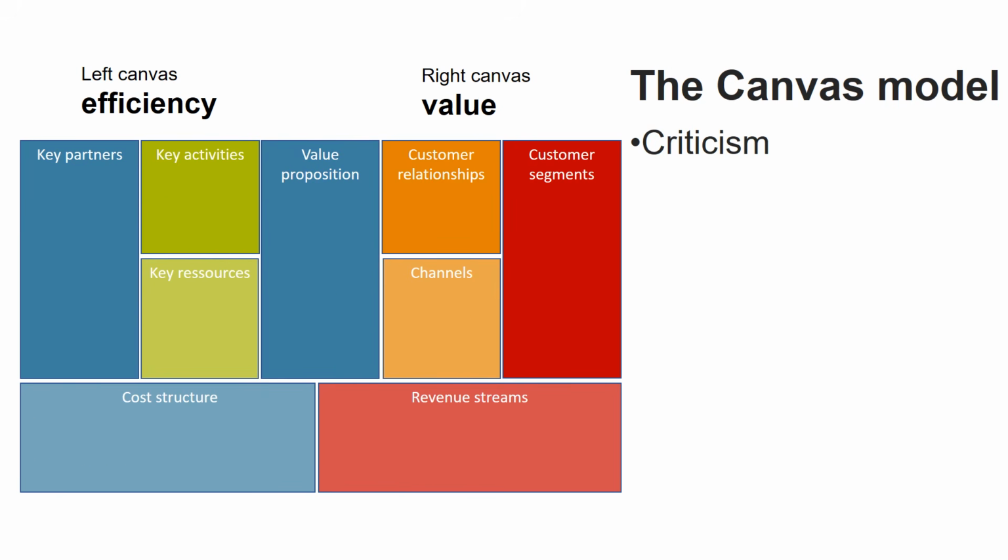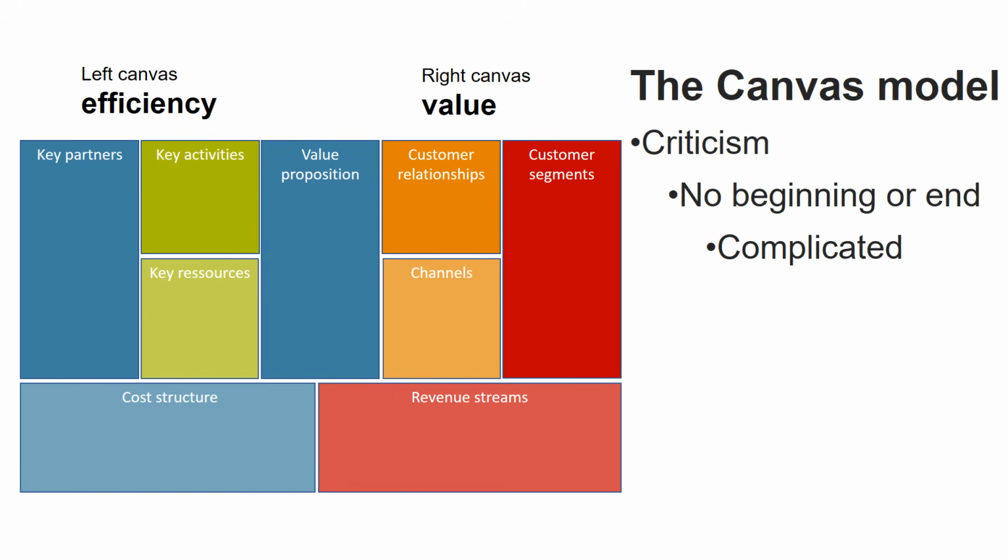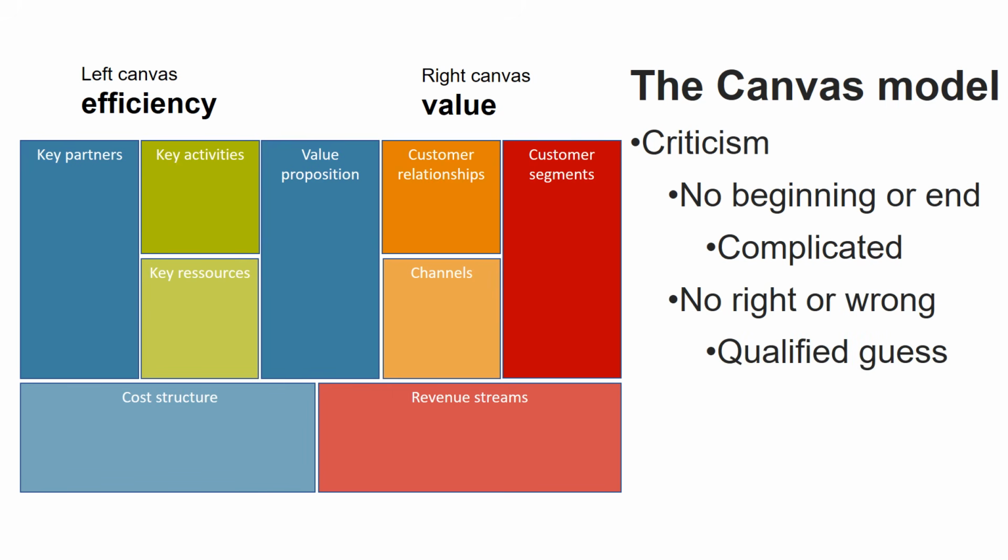Let us now consider a criticism of the model. The model has no defined beginning or end. You have to identify in which building block it is most relevant to start, and when you have done enough. It can be a complicated process. There is no right or wrong result. Many times it becomes a qualified guess about the relationships between the 9 building blocks.